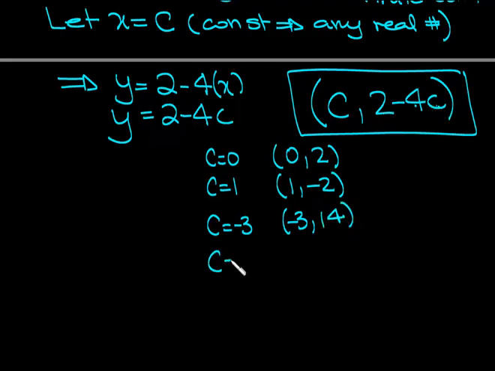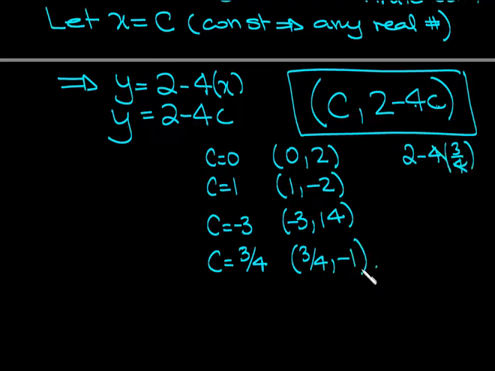Or I could even have fractions. I could pick 3/4. If c is 3/4, I get 3/4, and then I get 2 minus 4 times 3/4. You can see that the 4's will cancel, so you get 2 minus 3, which is minus 1. Okay. So basically c can be any number, so you can clearly see you're generating infinite solutions. So that's how we solve a system of 2 equations and 2 unknowns using graphing, substitution, and elimination.